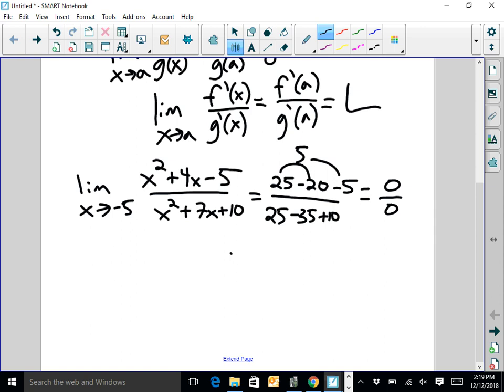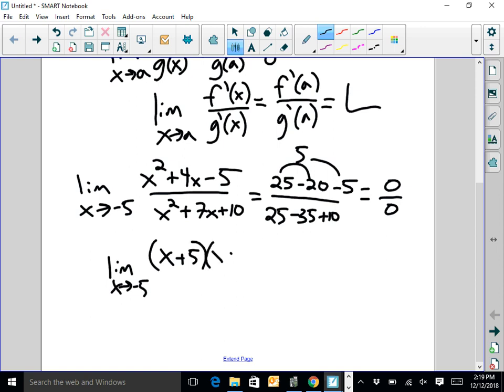Right? Now think back to how we would have solved this in August. Well, one of our strategies was to factor, right? So you would have factored the top, and you would say, okay, that factors into, what two numbers multiply to negative 5, but add to 4? That would be positive 5 and negative 1, so those will factor to x plus 5 and x minus 1.